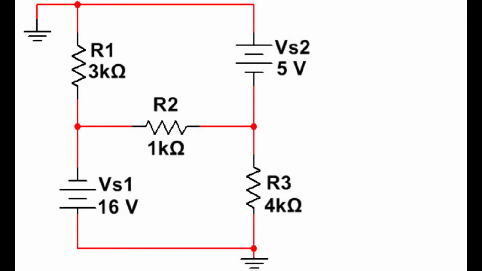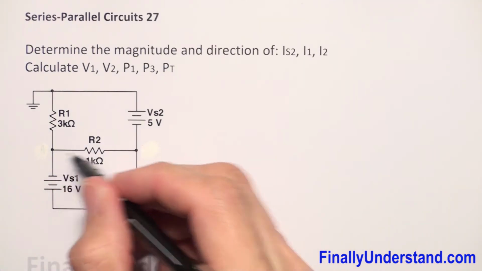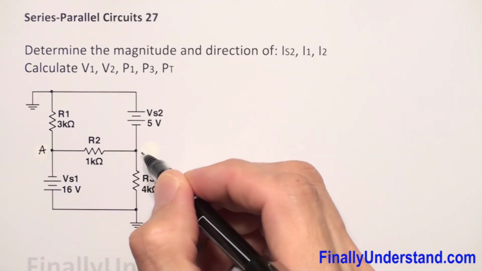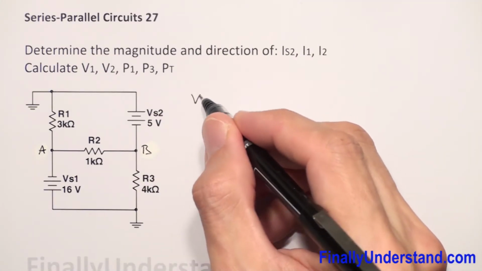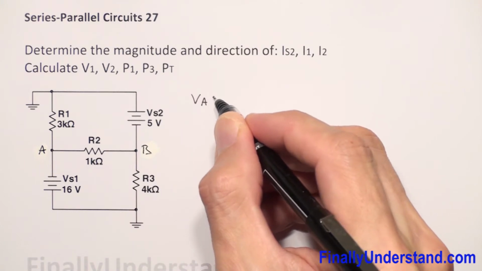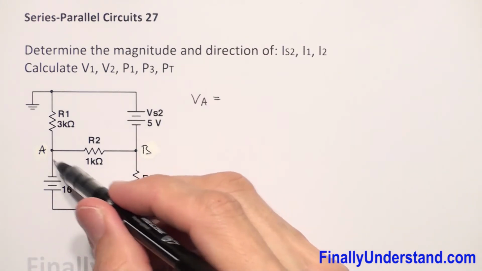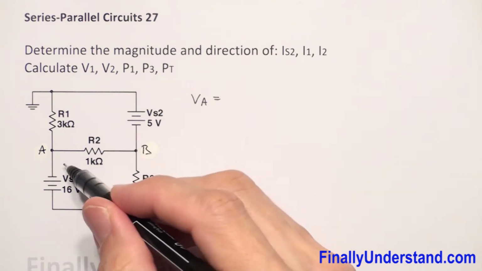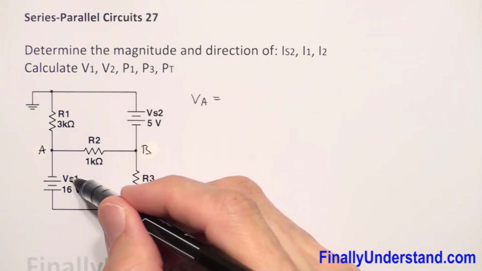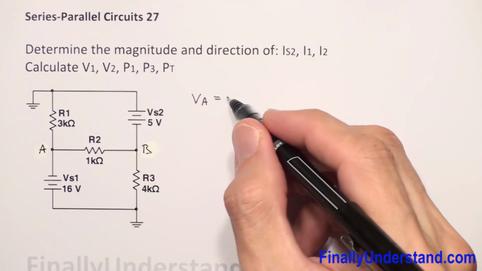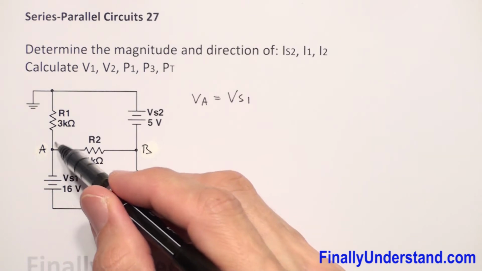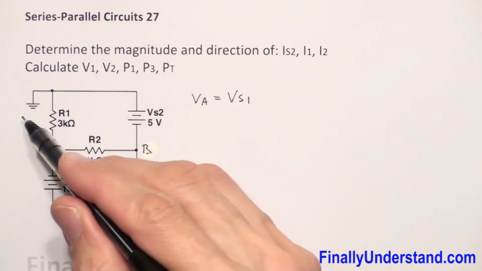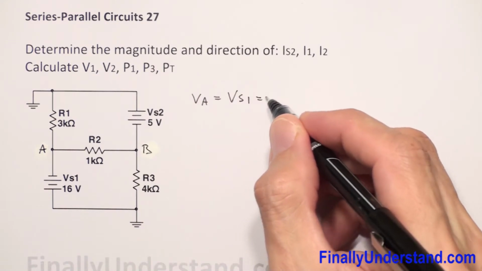Let's take a look at this example. I would start solving this problem by labeling these two points, point A and point B, and simply write that VA is the voltage from this point to the ground, right? VA is the voltage across my voltage source 1. So I can say this is my voltage source 1, and this is the voltage from this point to ground. This ground and this ground are the same ground, so this is also my V1.